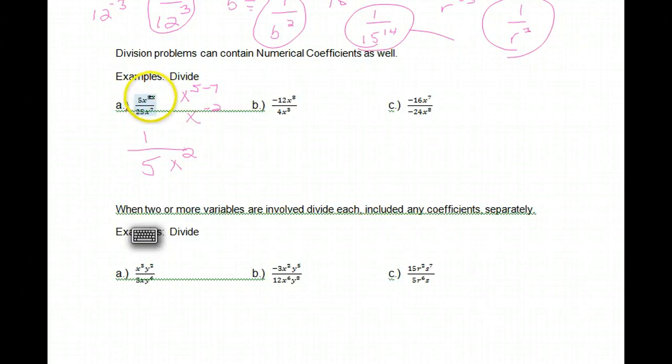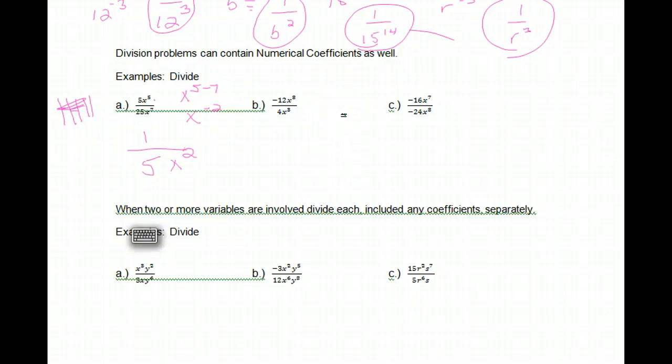Imagine expanding out the 5 x's that you have in the numerator and the 7 x's that you have in the denominator. If you started canceling out those x's, you would have 2 x's left in your denominator.